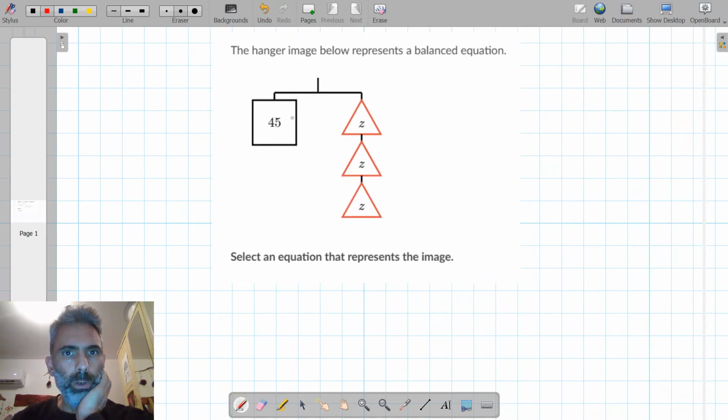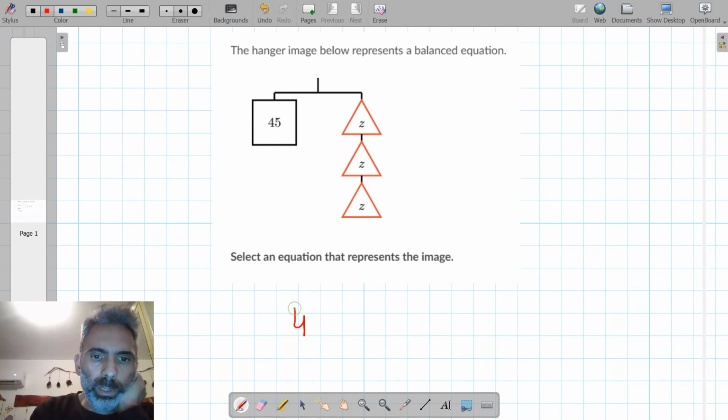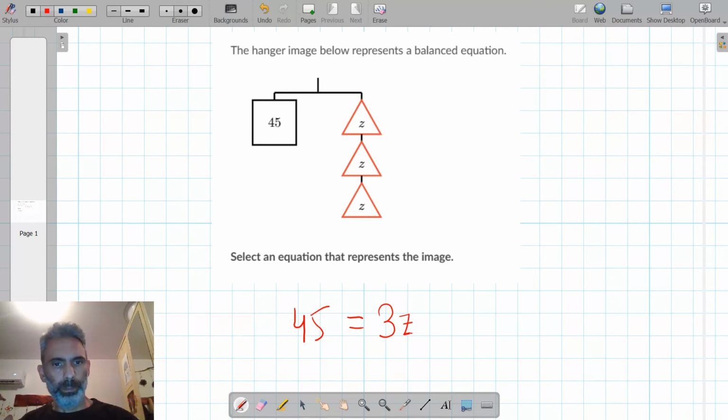The hanger image below represents a balanced equation. On the left hand side we see 45, and since this image represents a balanced equation, I use the equal sign. On the right hand side we see 3 identical triangles. They are the same size and they are represented by the variable z. So 3 times z, or 3z, equals 45.